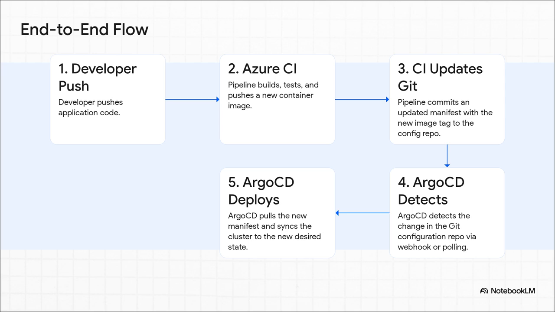Now, here comes the critical handoff. The very last thing the Azure pipeline does isn't deploy. No. It just makes one small commit to our other Git repository, the configuration repo. All it does is update the image tag in a YAML file, and its job is done. Almost instantly, Argo CD, our cluster guardian, detects that tiny change. It pulls down the new manifest and applies it to the cluster, bringing the cluster into its new desired state. It is a beautiful, decoupled, fully automated workflow.